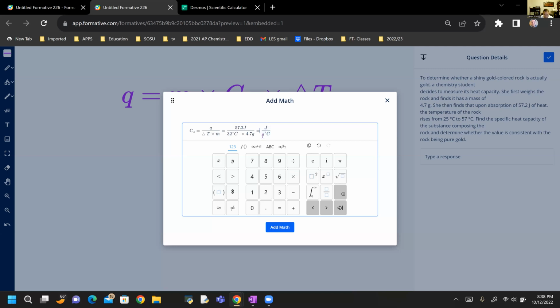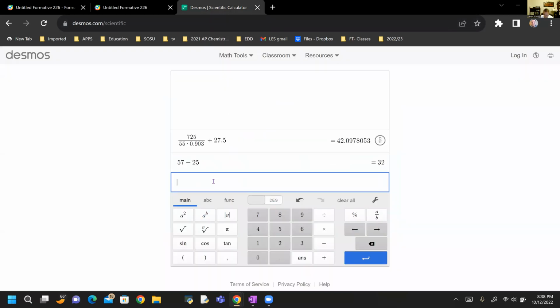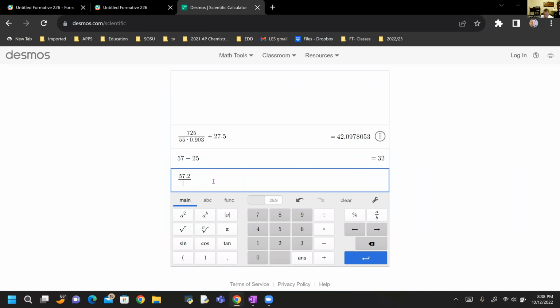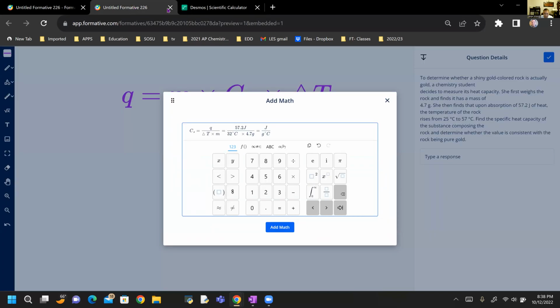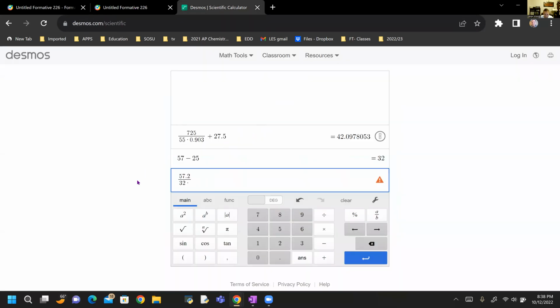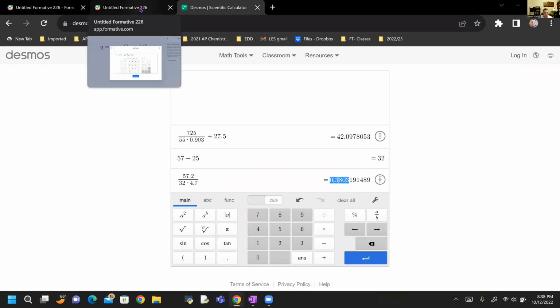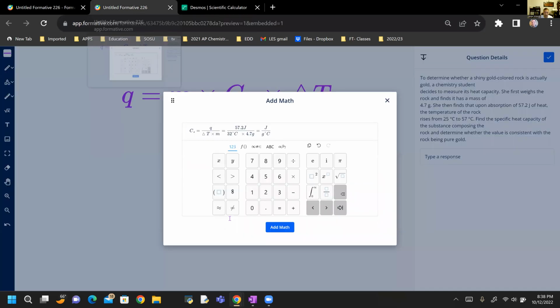All right, and so we'll just plug in our answer here. So we're going to say 57.2 divided by 32 times 4.7. That was our mass, 4.7. All right. And so we get a specific heat capacity of 0.303803. So just do that there. And so now we have our units in there and everything.